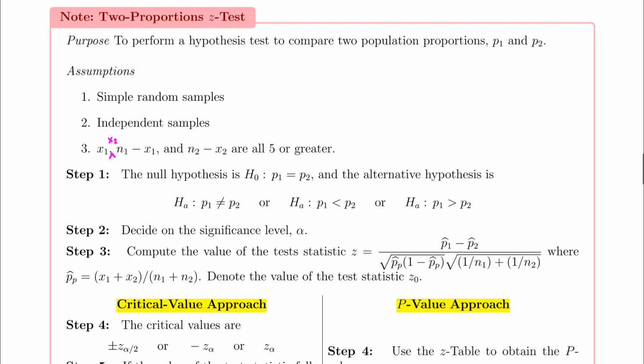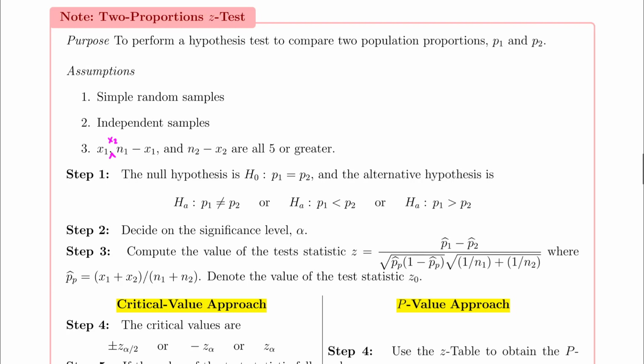The null hypothesis is that the two proportions are equal to one another, so that will always be the same. And then your alternative hypotheses are going to be the same things we've seen before. Either the two proportions are not equal to each other, which is a two-tailed test. Proportion 1 is less than proportion 2, so it's a left-tailed test. And then proportion 1 is greater than proportion 2, giving us a right-tailed test.